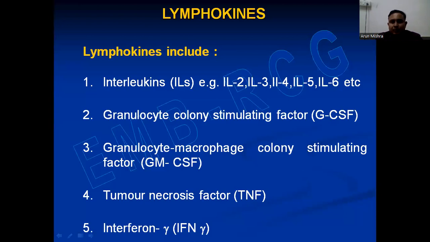And now the topic moves to lymphokines. Lymphokines include interleukins, which are interleukin 2, 3, 4, 5, 6, etc. Granulocyte colony stimulating factor or G-CSF. Granulocyte macrophage colony stimulating factor or GM-CSF. Tumor necrosis factor or TNF alpha, interferons or IFN.